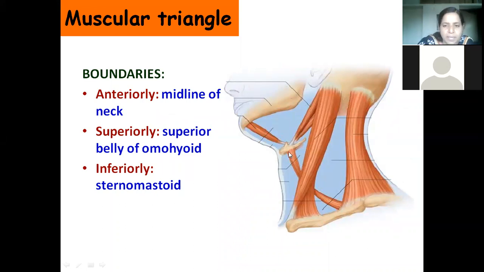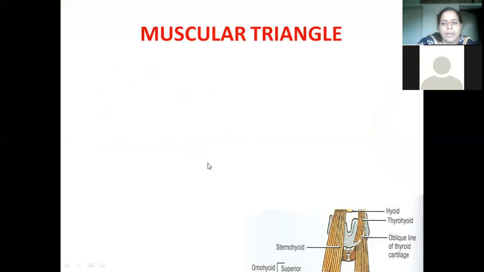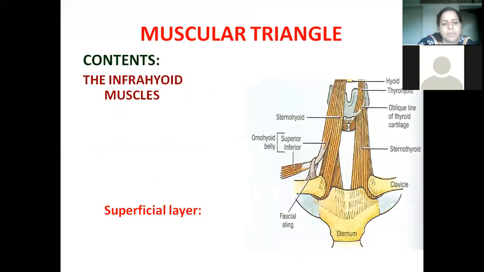Then superiorly, this muscle. What is this? Superior belly of omohyoid. Inferiorly, which muscle is this? This whole thing we know. See, the lower one third of the sternocleidomastoid. So this triangular space, whatever we are finding, is the muscular triangle. So what are the muscles we have in the muscular triangle?